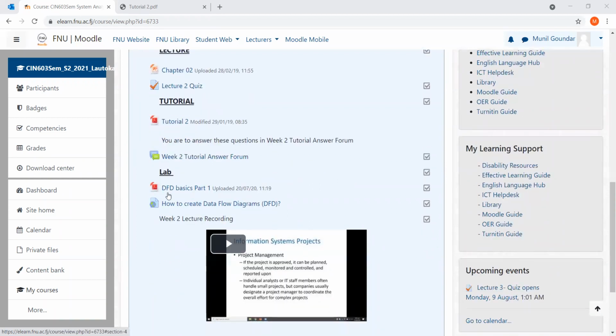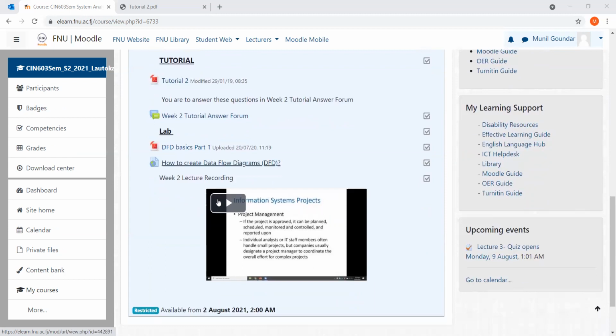Now for this particular lab section, if you'd like to, you can refer to the PDF file, or I have also put in a link to a YouTube video. You can go over that. We will not be covering data flow diagrams this week. We will be working on it in next week's class.